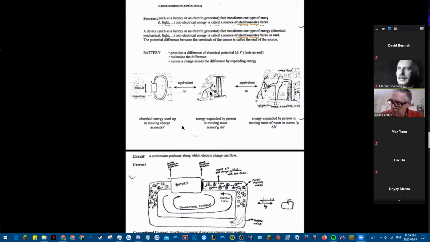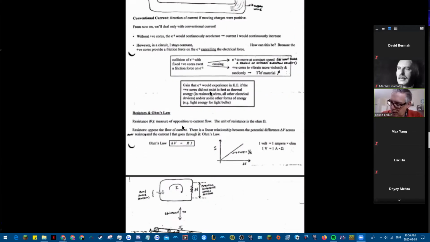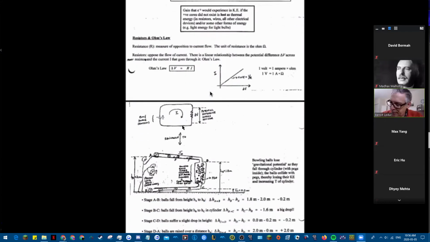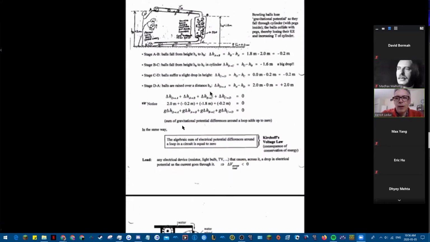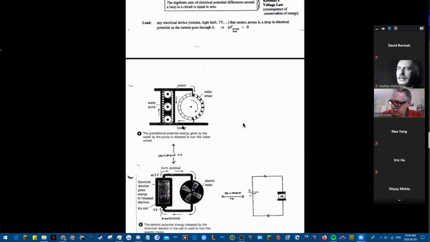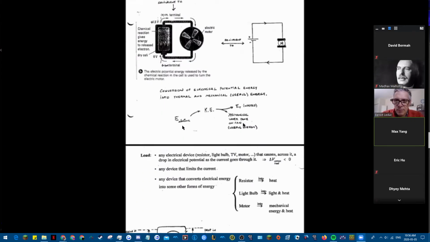Now, a load, now you have to go a little bit farther down here. Where's the load? Okay. Yes, Max. Oh, sorry, I didn't mean to do that.